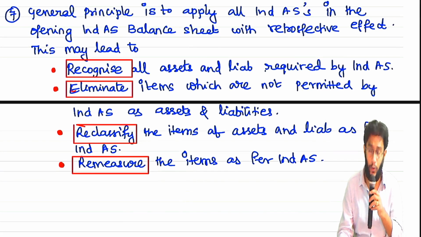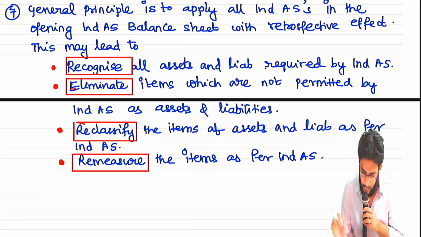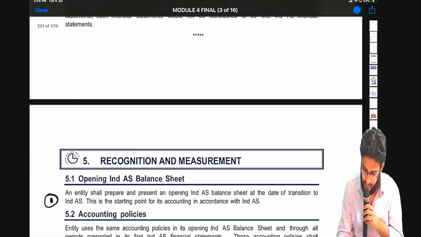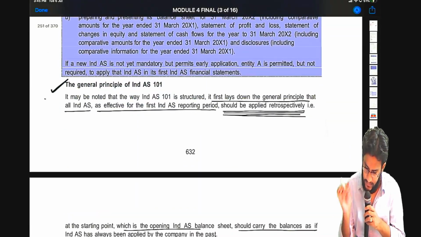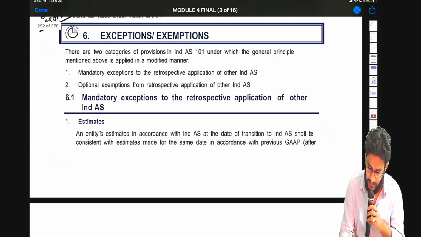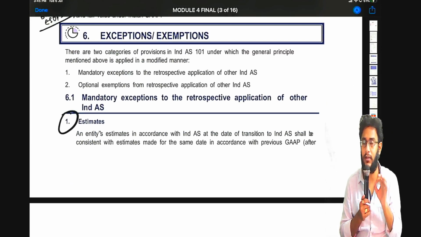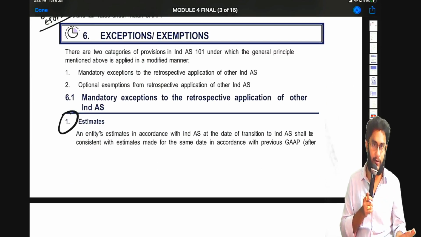Okay guys, I hope you have copied this 7th point. Now we will move on to exceptions and exemptions discussion, sir. Now guys, come to the first one. Sir, we are doing mandatory exceptions. This means an entity is not required to do any retrospective effort.